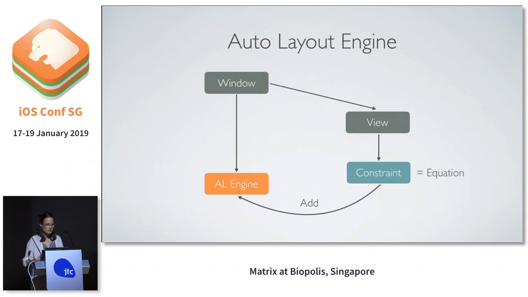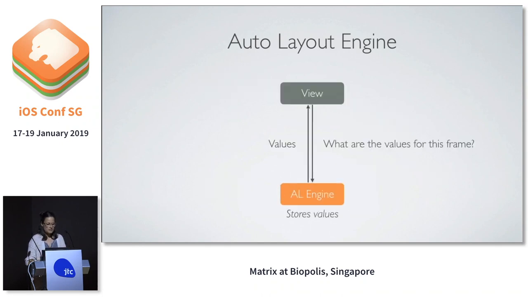So equations have variables in them, right? And you get those variables from the view. And so in some ways, the view and the auto layout engine are communicating with each other for the view to understand where it has to be laid out. Looking at this communication between them, how it works is the view asks the auto layout engine, like, hey, what are the values for this frame?